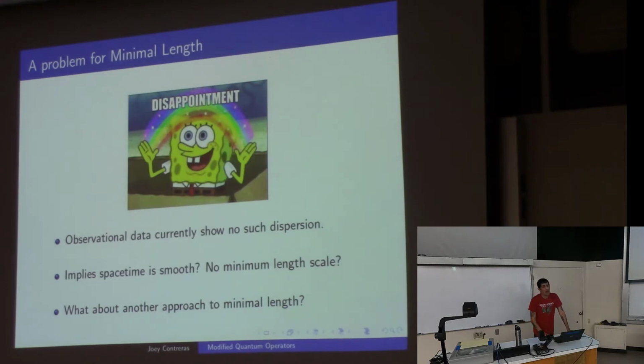So, observation currently shows no such photon dispersion. And so does this imply that space-time is smooth and that there is no minimal length scale? Well, what about another approach to minimal length, if you would humor me for a moment?